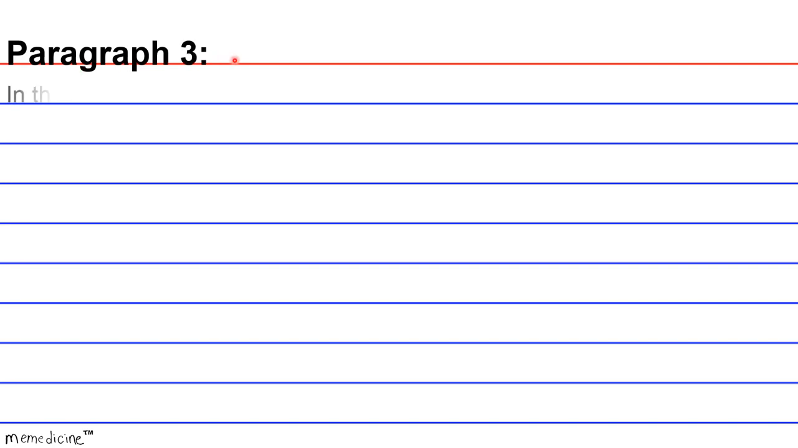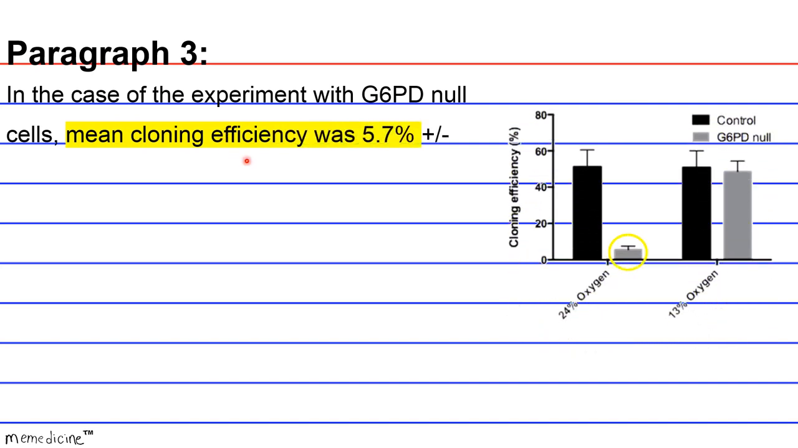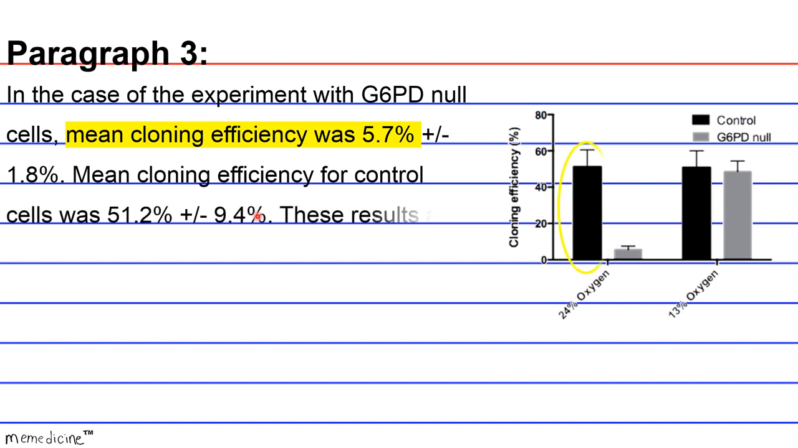Paragraph 3. In the case of the experiment with G6PD null cells, mean cloning efficiency was 5.7% plus or minus 1.8%. Mean cloning efficiency for control cells was 51.2%. Whoa, what a difference. Plus or minus 9.4%, but a wide range or standard deviation. These results are depicted in Figure 2.